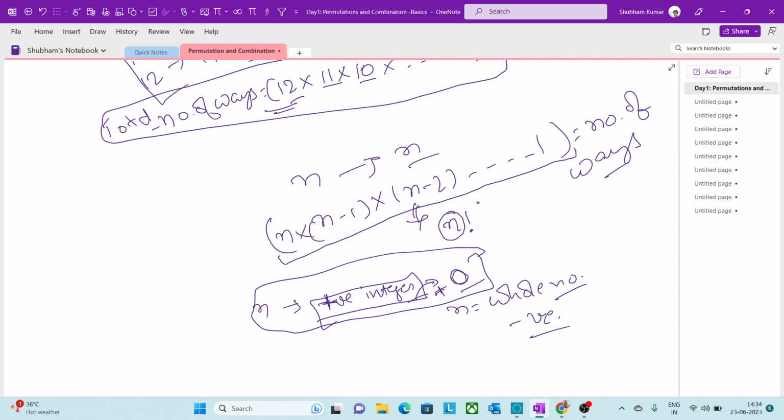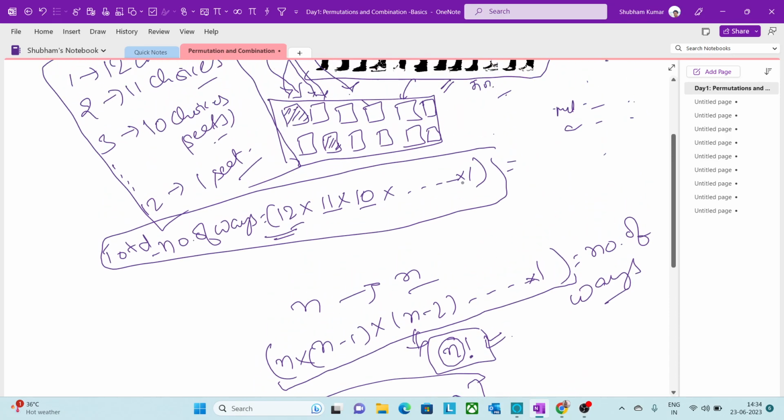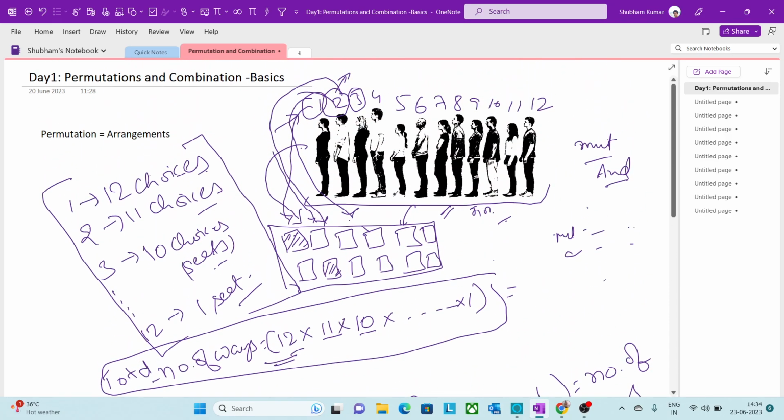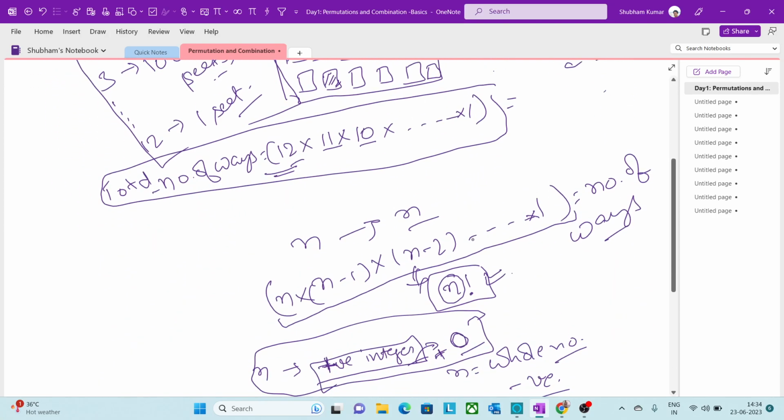So now coming to this n factorial. The entire thing, n into n minus 1, n minus 2, up till 1, this entire product is denoted as n factorial. And this n factorial is the number of ways when the entire n things have to be arranged in a specific order.